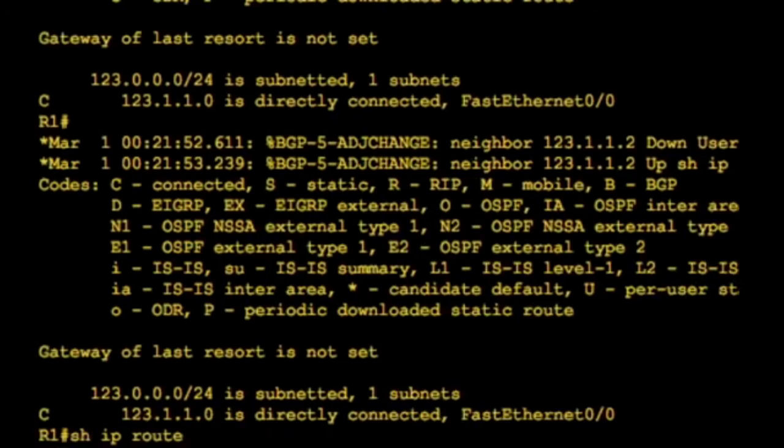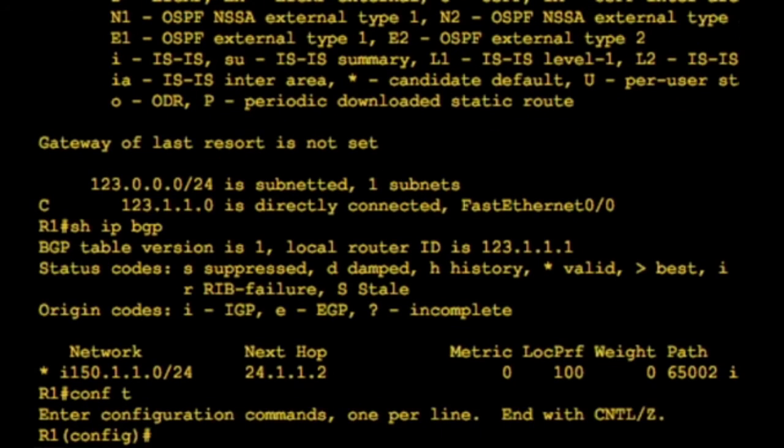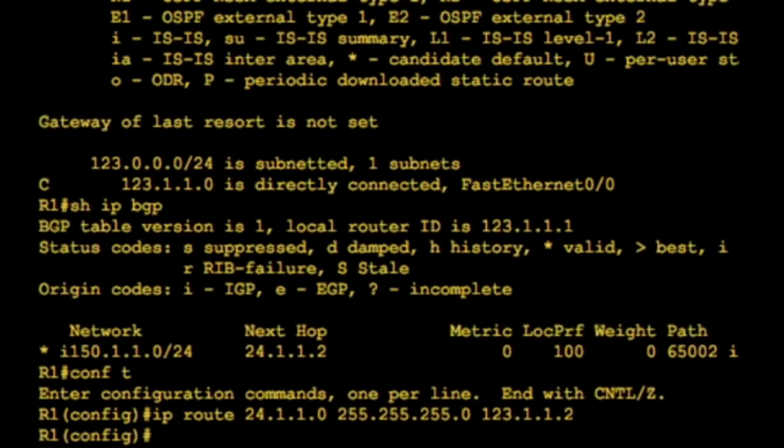So we've got no route, but have we got it in the BGP table? Yes, we do. So here we are. We're back again. So the next hop is 24.112. And remember, we don't know how to get to 24.112, so we can't get there. So let's put in a route to 24.110, the net mask and the gateway. So the gateway is going to be R2's interface closest to us at R2, which is 123.112. So now we know how to get to 24.110, with that mask, we should be able to get to 24.112.